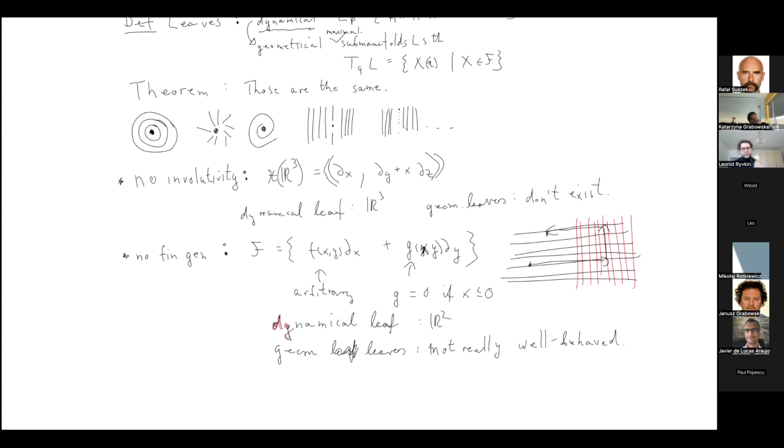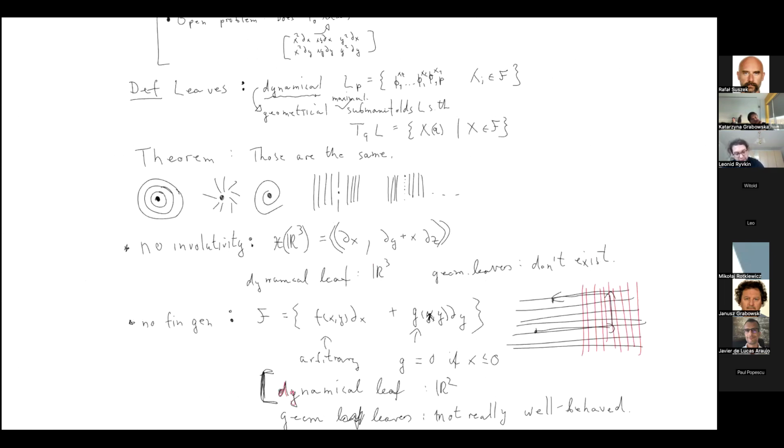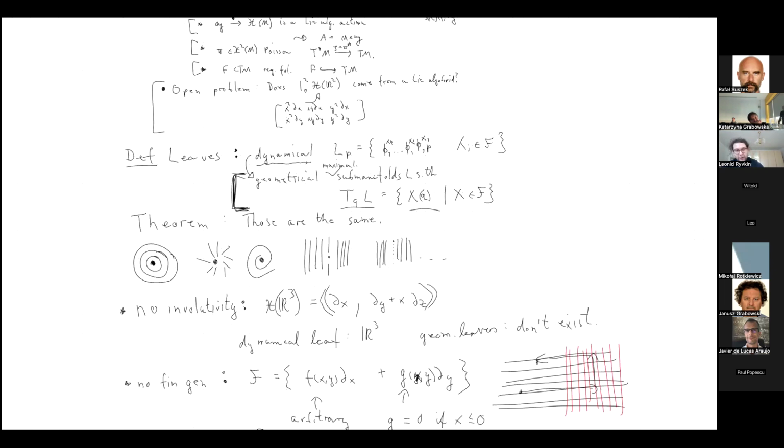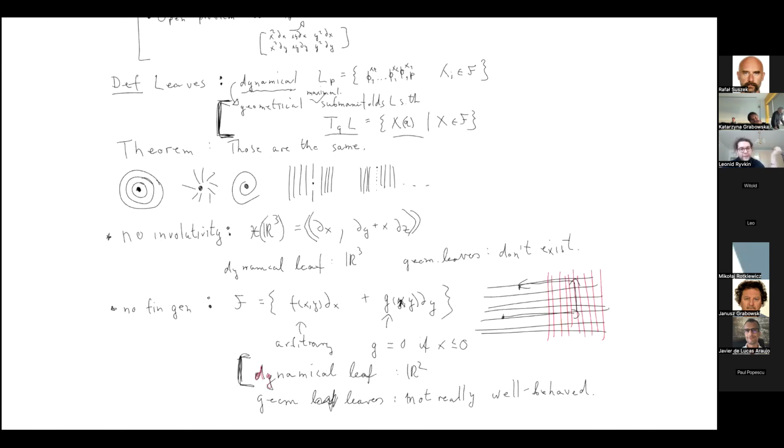Yeah, sorry. So I think what you're saying is that what I call dynamical leaf, because geometrical leaves for me are really a very restrictive notion. Maybe I should have called them somewhere a little bit differently too. But it's submanifolds whose tangent space at the point coincides with the plane spanned by the vector fields. So this is why somehow I wouldn't call it a geometrical leaf, even though it is.